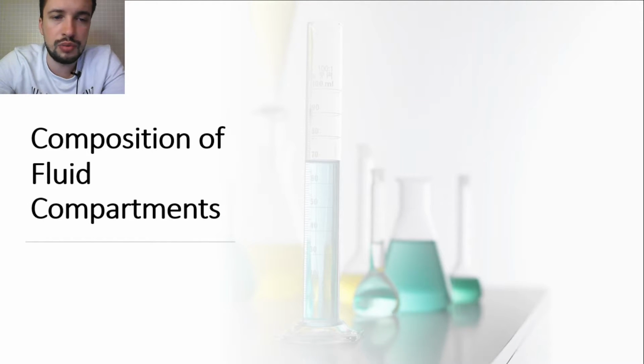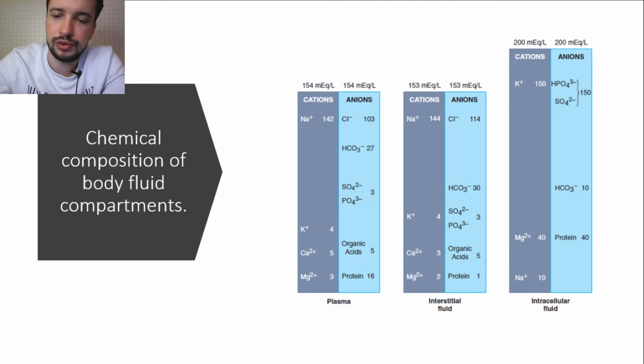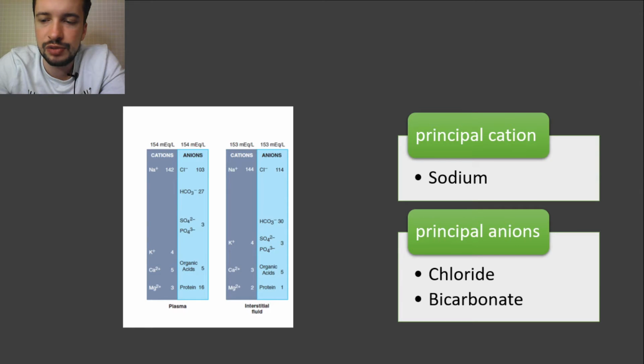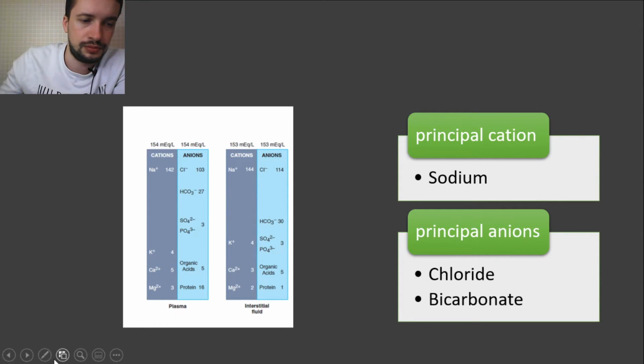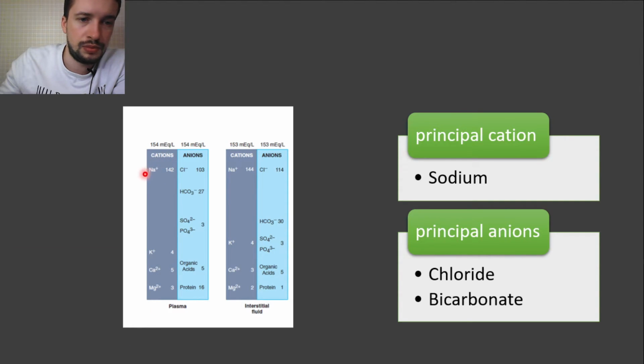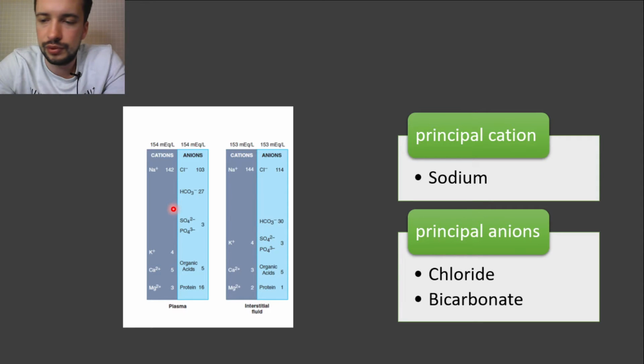Okay, and now we will talk about composition of fluid compartments. The normal chemical composition of the body fluid compartments you can see in this table. The ECF compartment is balanced between sodium, chloride and bicarbonate. Chloride and bicarbonate are the principal anions, and sodium is the principal cation.